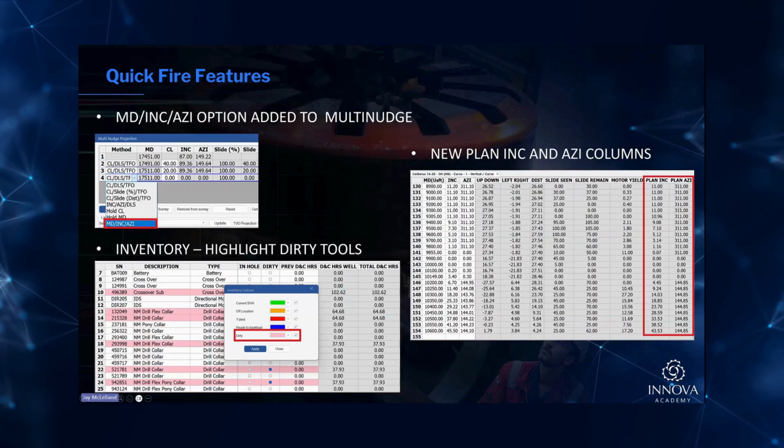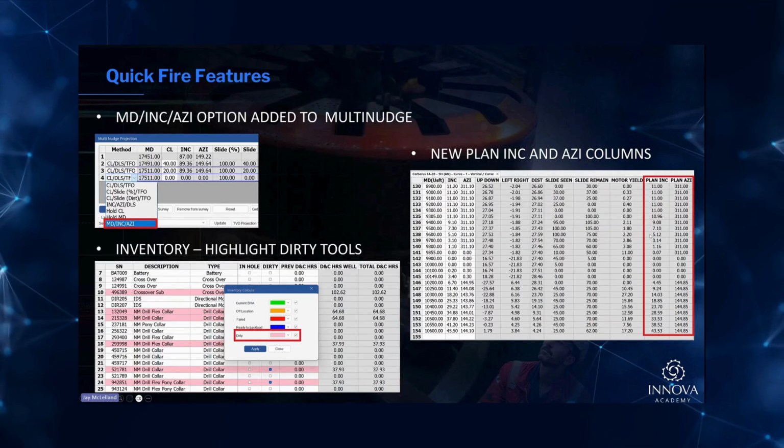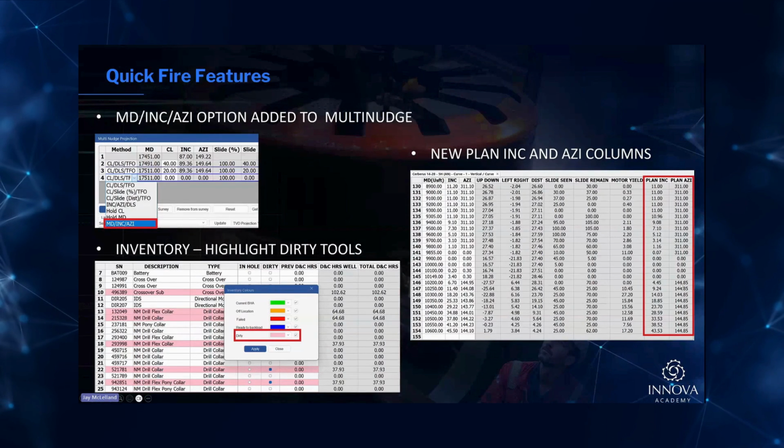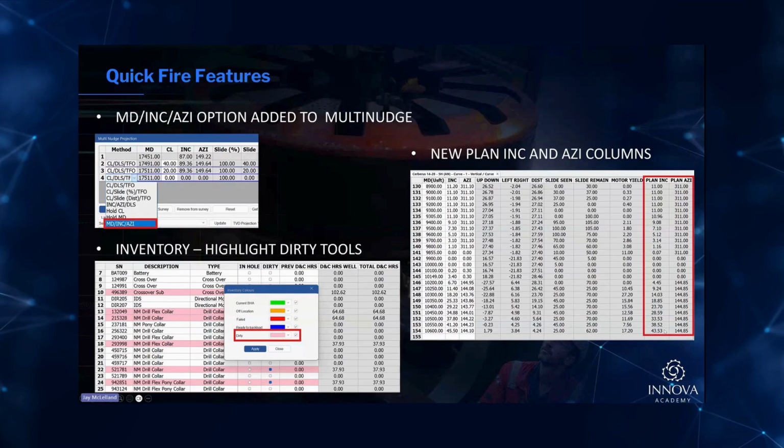We now have two new columns in our survey grid called planned inclination and planned azimuth. We've always been able to find out for each of our survey points what the closest point on the principal plan was and how far up and down we were to that point. This is now also telling us the inclination and the azimuth on the plan at that point.